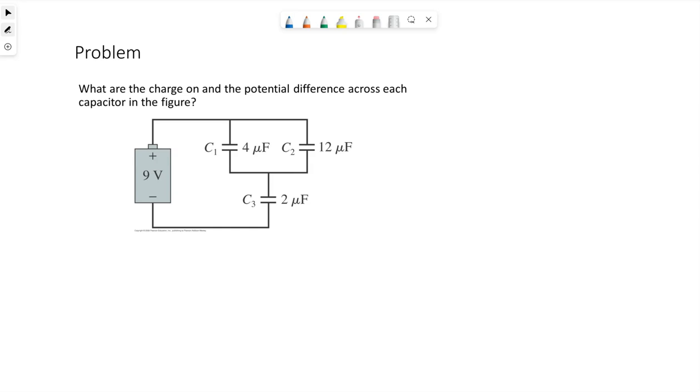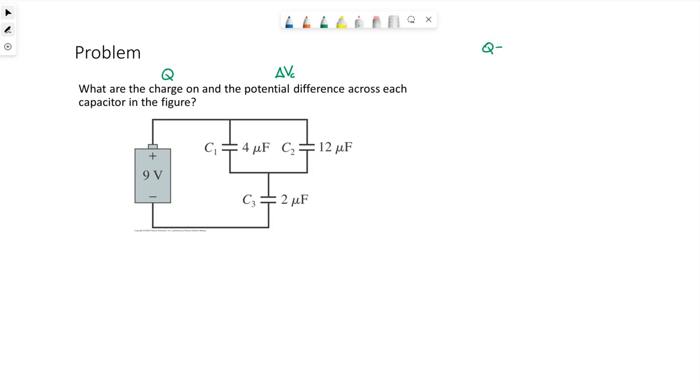We have an example problem here. We have a circuit. This picture comes from our textbook. Our question asks, what are the charge on and the potential difference across each capacitor in the figure? So we have 3 capacitors. We want to find Q and delta V for each capacitor.